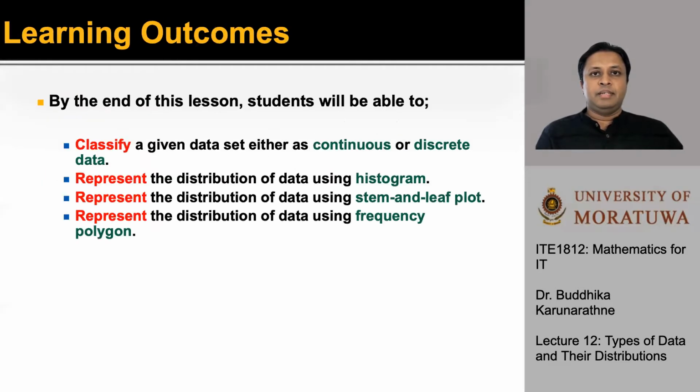Let's first look at the learning outcomes. By the end of this lesson, you should be able to classify a given data set either as continuous or discrete data, represent a distribution of data using a histogram, and represent the distribution of data using a stem and leaf plot, and eventually represent distribution of data using a frequency polygon. So we'll be discussing these concepts during the lecture.